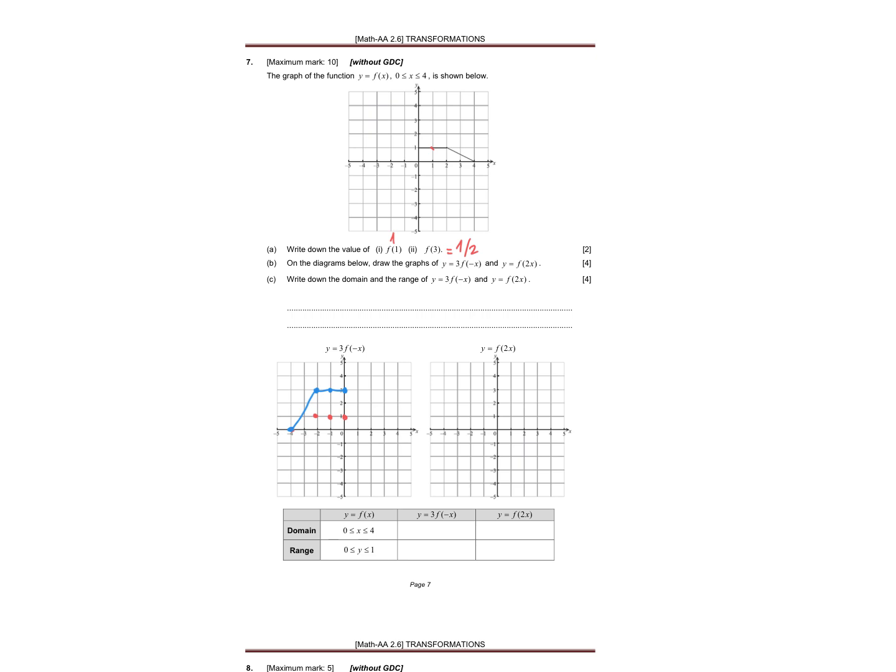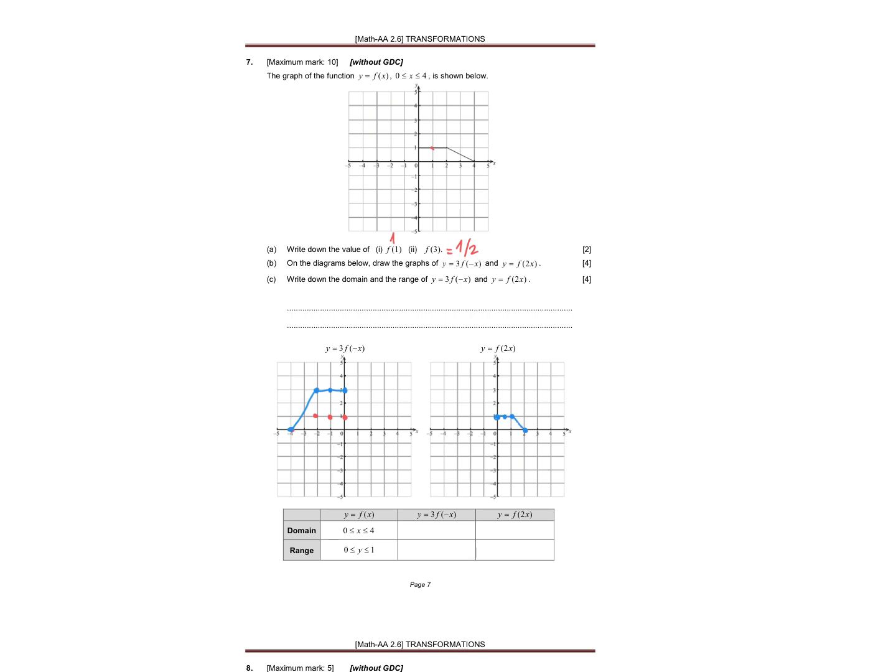Now, if we have f at 2x, that's just one where we divide the x's by 2. So the 0, 1 stays. 1, 1 becomes 1/2, 1. 2, 1 becomes 1, 1. And 4, 0 becomes 2, 0. Everything is divided by 2.